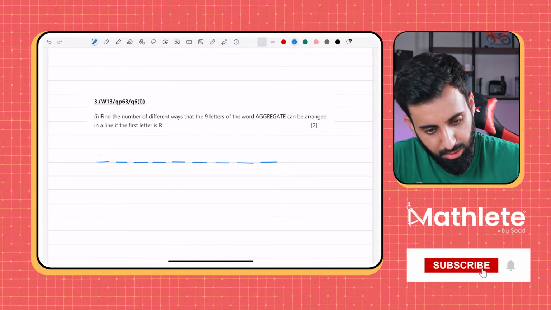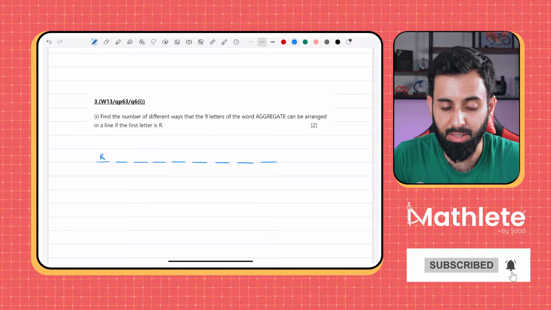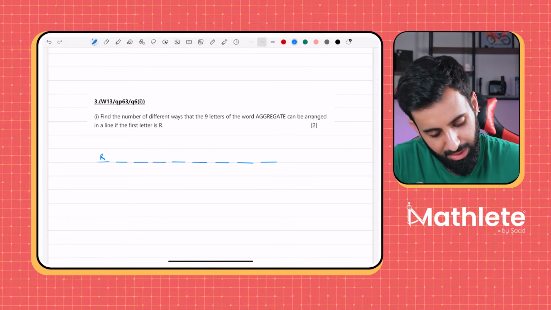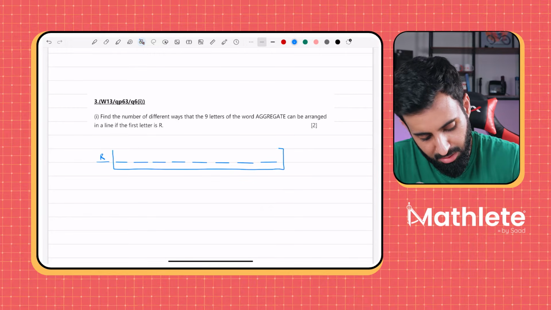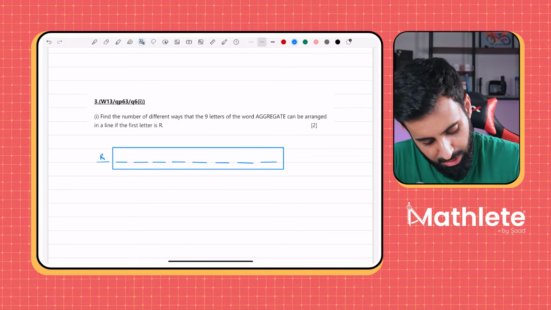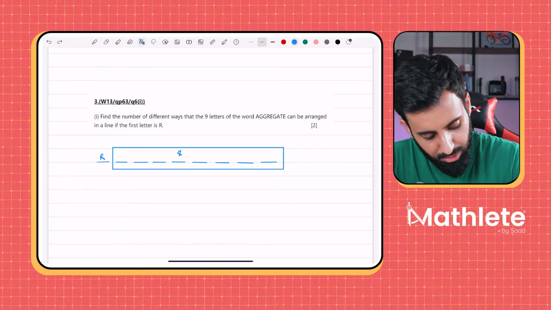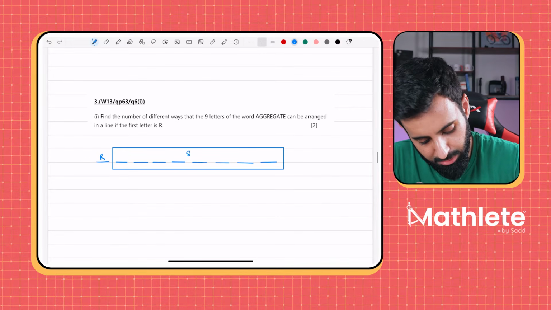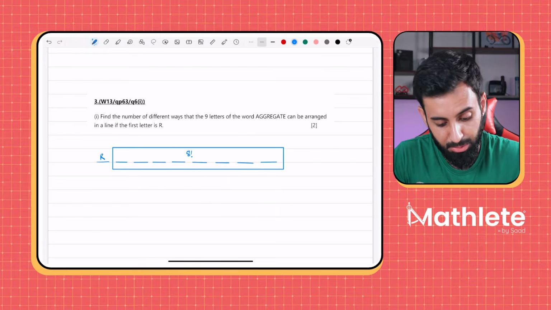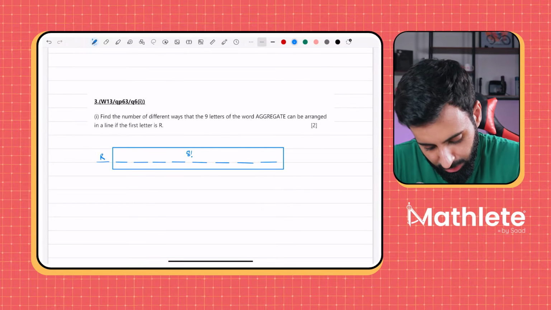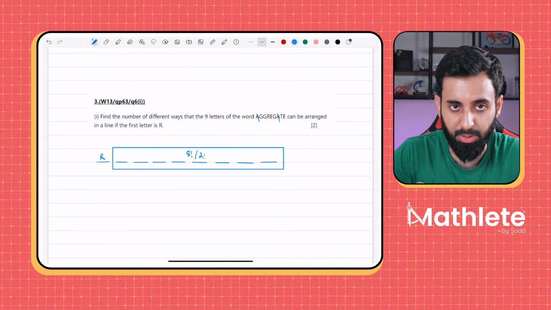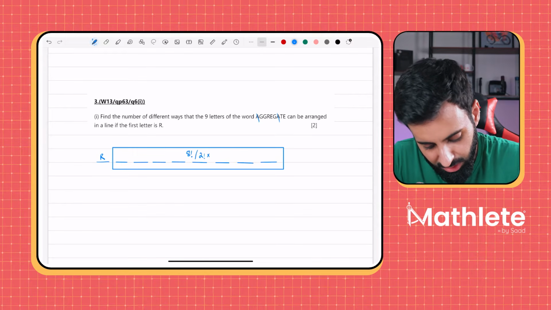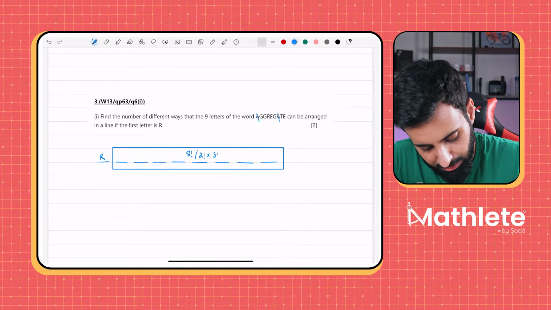So if the first letter has got to be R, let's fix an R over here. Now, as far as the remaining positions are concerned, anything can happen. So for these spaces, we can have 8 factorial arrangements. Okay, but then there are some repetitions. Clearly A occurs twice, so we have to divide by 2 factorial. G occurs 3 times, so we also have to divide by 3 factorial.